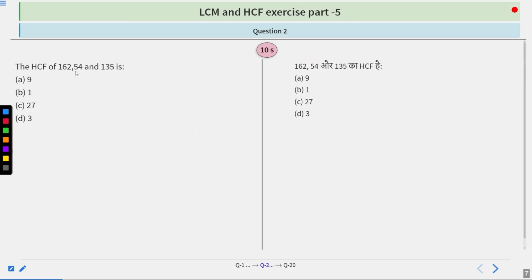The HCF of 162, 54 and 135. Options are 9, 1, 27 and 3.